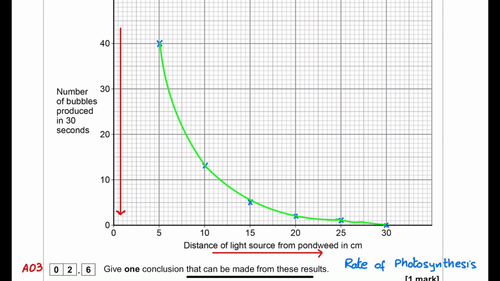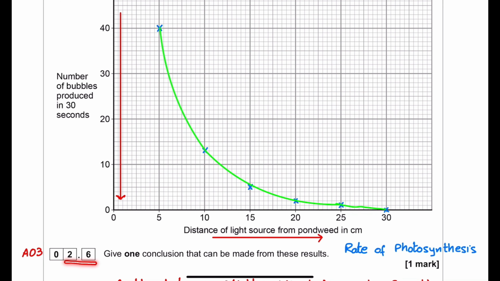Then I draw the line of best fit, which is a curved line. A lot of the students make the mistake, they try to draw a straight line from here to here, which is wrong. You need to see the trend going on. The trend is the line is going down, passing through the points this way, and is going to touch 0 here. And if you look here, as the distance is increasing, the number of bubbles formed is going down.